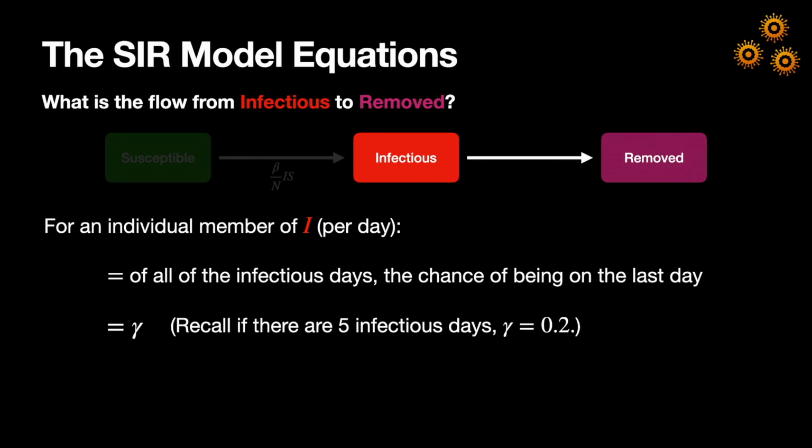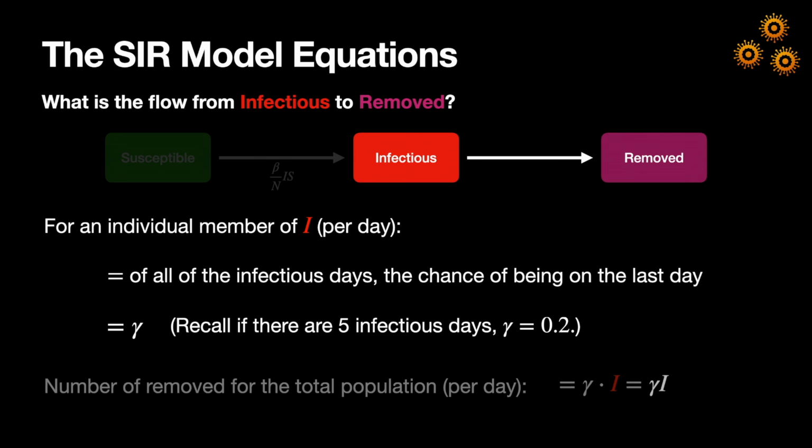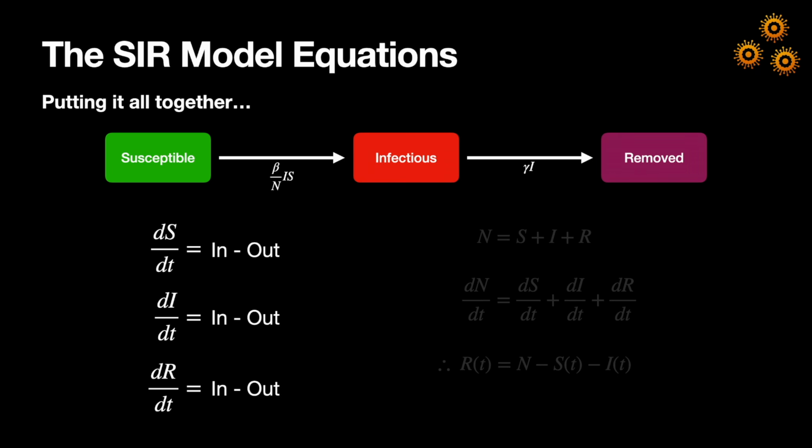Okay, that's the probability for a single member of the infectious box, but again, we want to scale that number up by the total number of infected people. That gives us a flow rate of gamma times I. Okay, let's put it all together.